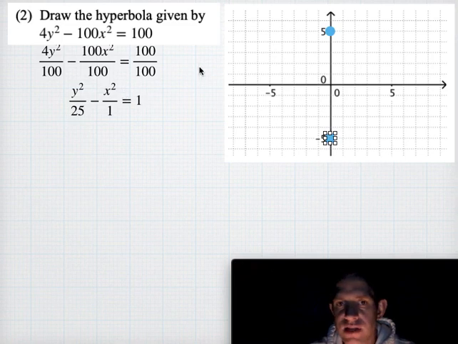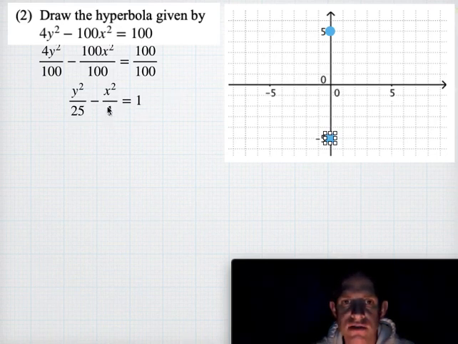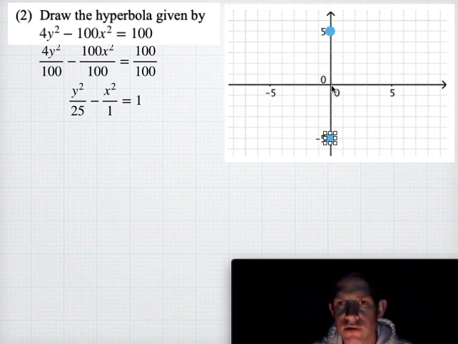So now I'd like to draw a box, and I know that box is going to go up 5 and down 5. How far out, how wide that box is, I look at this number underneath x, and that's 1. 1 squared is 1, so its square root is 1, and so that means I'm going to go left or right 1 spot. And so that's a really skinny box. Looks something like this, right? 1 unit out, left and right.